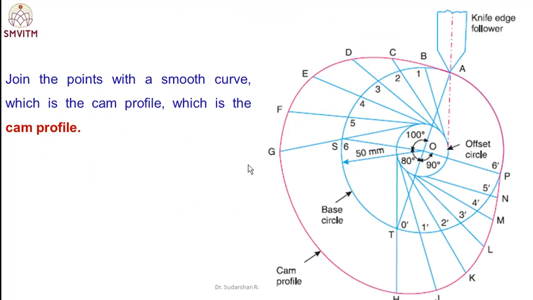Next, join these points with a smooth curve. These points, that is capital letters A B C D E F G H up to P, join with a smooth curve, which is the required cam profile. This is the construction of the cam profile, where the cam axis and follower axis are offset.